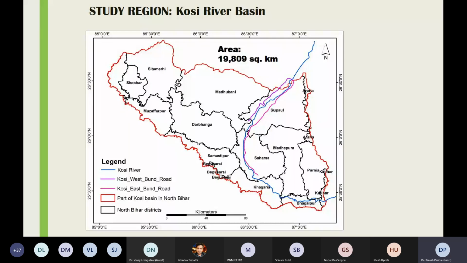This is the Kosi River. Because of this kind of flooding every year, the government of Bihar is also creating a bund around the Kosi River. There is a west bund and an east bund, which I think people over there call a bandh, so that they can protect the agriculture fields from the water passing from the river. There are lots of constructions ongoing since the year 2000.